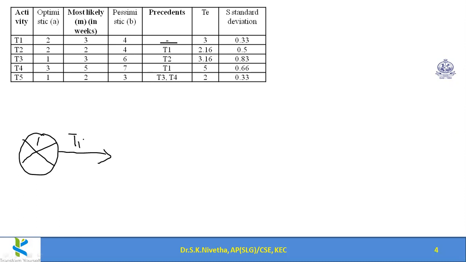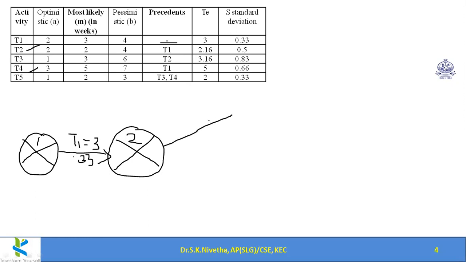T1. For this, the expected duration is 3 and the standard deviation is 0.33. So after T1 is over, we'll end with the second event. So once T1 is over, 2 activities we can start, T2 and T4. So T2, T4.